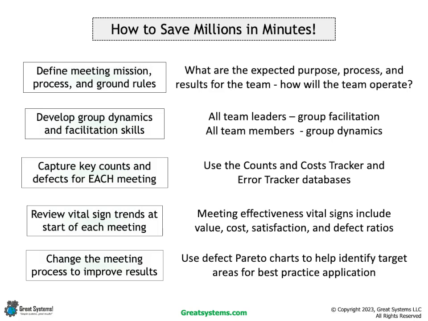And then finally, change the meeting process to improve your results. If you need to, take your meeting defects, group them together, use defect Pareto charts to help identify target areas, but it's going to pop you right in the face as soon as you start tracking meeting defects.